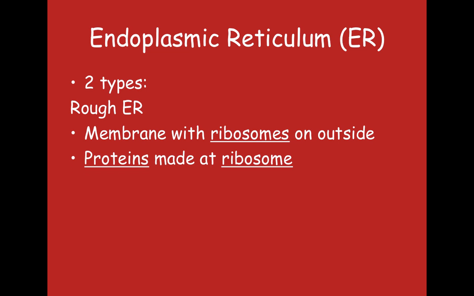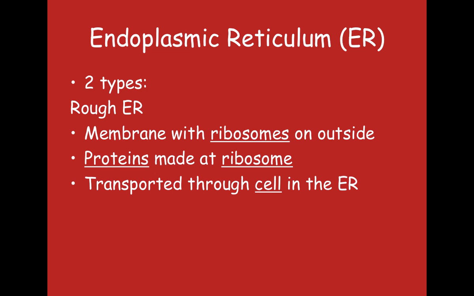The proteins that we make within the cell are made at the ribosome, and then they can get transported through the cell in the endoplasmic reticulum. Now, not all ribosomes are located here, but a lot of them are, because we usually have to take that protein and do something else with it before we can actually use it.